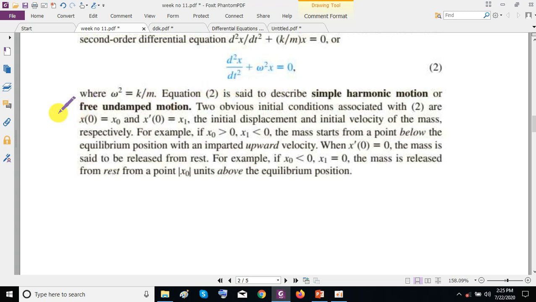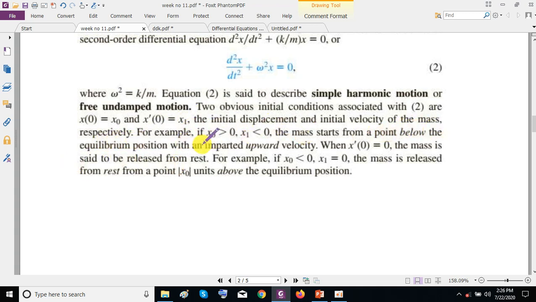Okay, so both conditions will be associated with this second order differential equation. And you already know that if we find the exact solution of a second order initial boundary condition problem, we must know that initially there are two conditions, one on x and the other one on x dash. So here x shows the initial distance of the spring, and x dash represents the initial velocity of the spring. These are the initial displacement and initial velocity of the mass respectively.